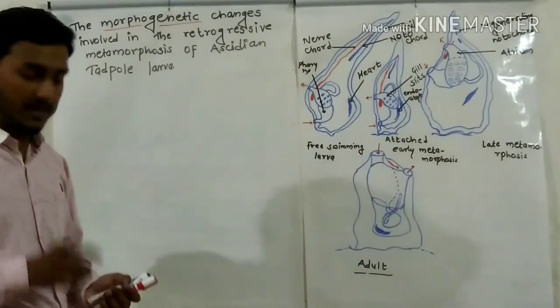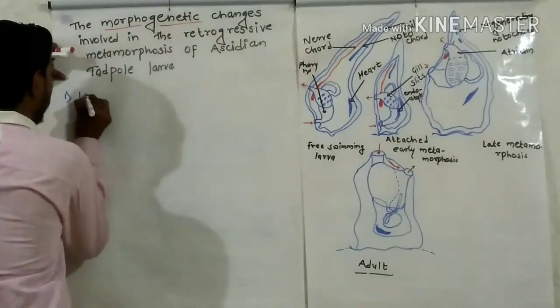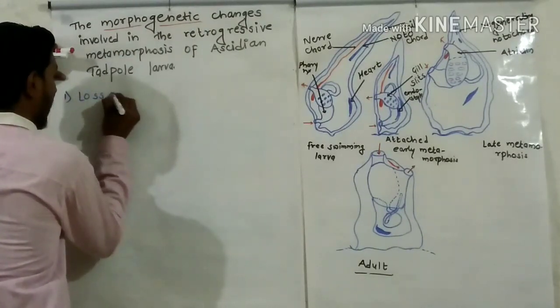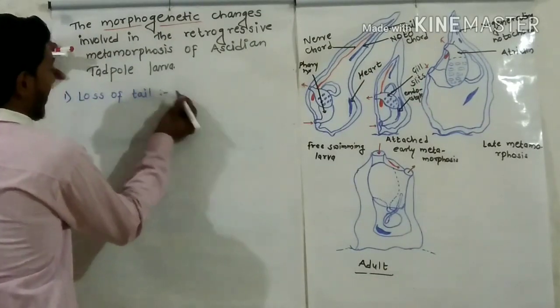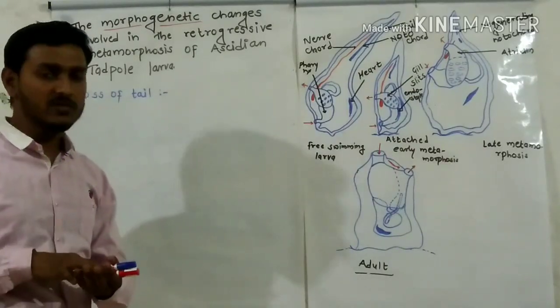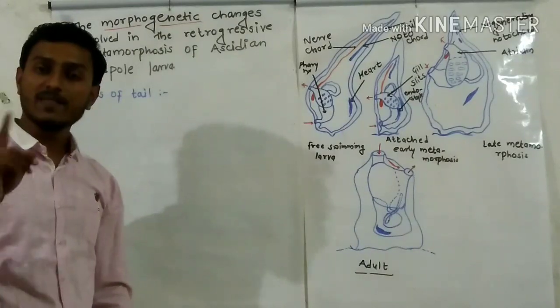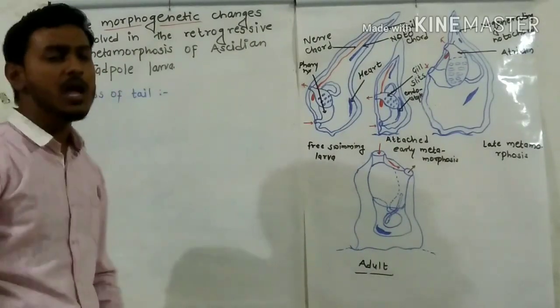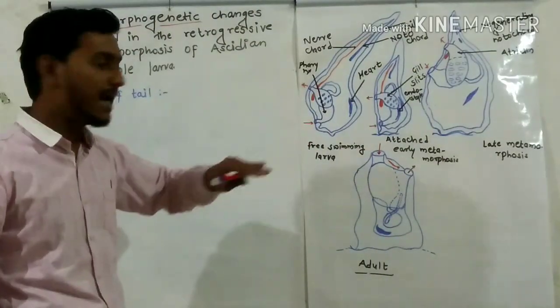The first is the loss of tail. As you can see, the larva was motile, so there was a significance of the tail in the larva. But when the adult becomes sedentary, there is no significance of the tail, so the tail is lost in the adult.